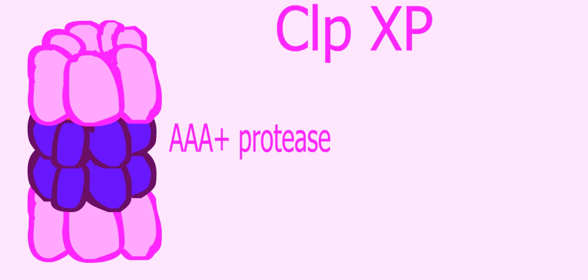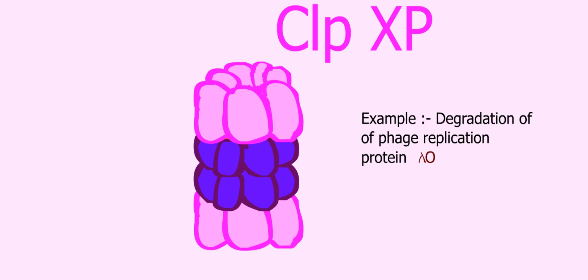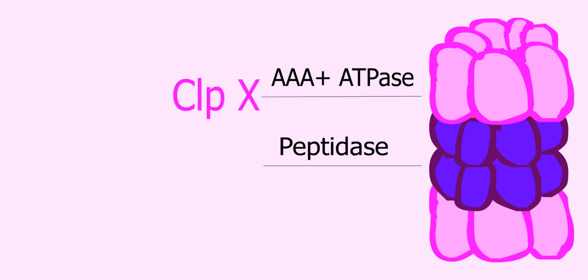CLPX is an AAA+ protease that carried out ATP-dependent proteolysis of substrates such as phage replication protein lambda O. CLPXP is composed of two distinct proteins, an AAA+ ATPase called CLPX, and a peptidase called CLPP.